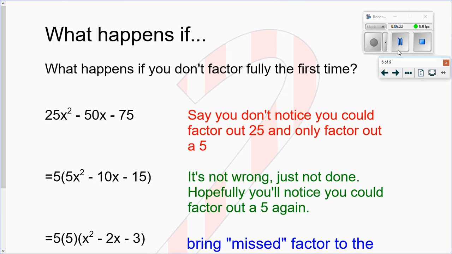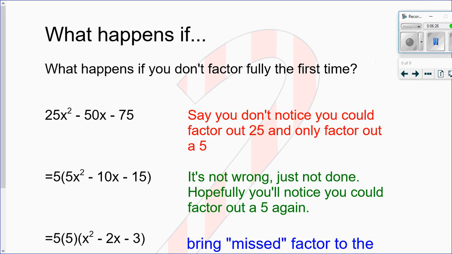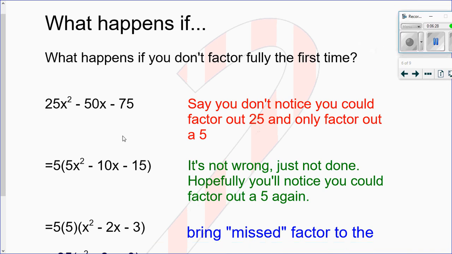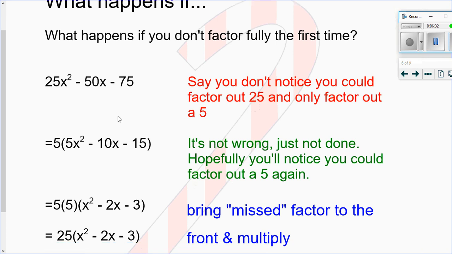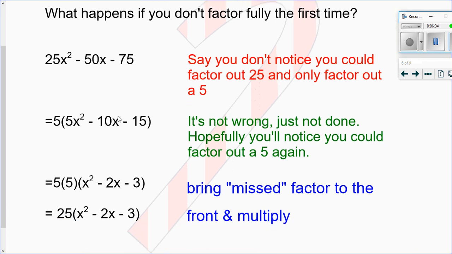Now, what happens if you don't factor properly the first time? It's a big number, or you make a mistake, whatever. It's going to happen, I guarantee it. So here we're having a look. Hopefully you are correctly identifying that 25 is the largest factor, and you would factor out the 25 in the beginning. But let's say you don't.